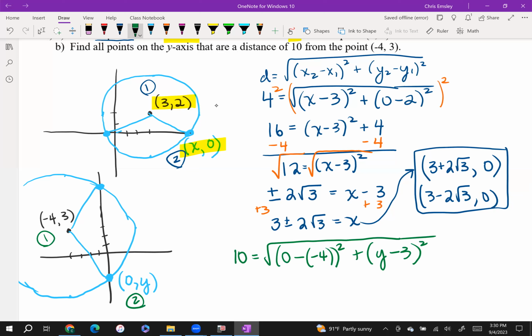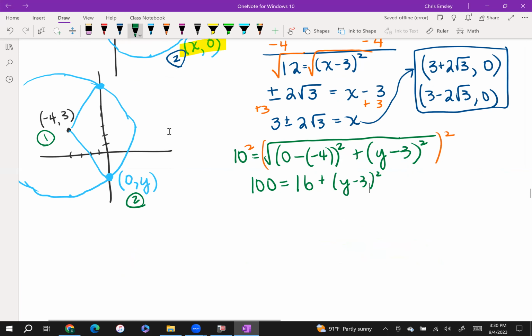Same solving procedure. I will square both sides to get rid of that radical. And I have 100 equals, and here minus a negative, that makes a positive 4, and when we square it, that is 16. Scroll down and get a little more room here. We're going to solve again in a similar way using that square root property. So we'll subtract 16 from both sides. Gives us 84 equals y minus 3 squared.